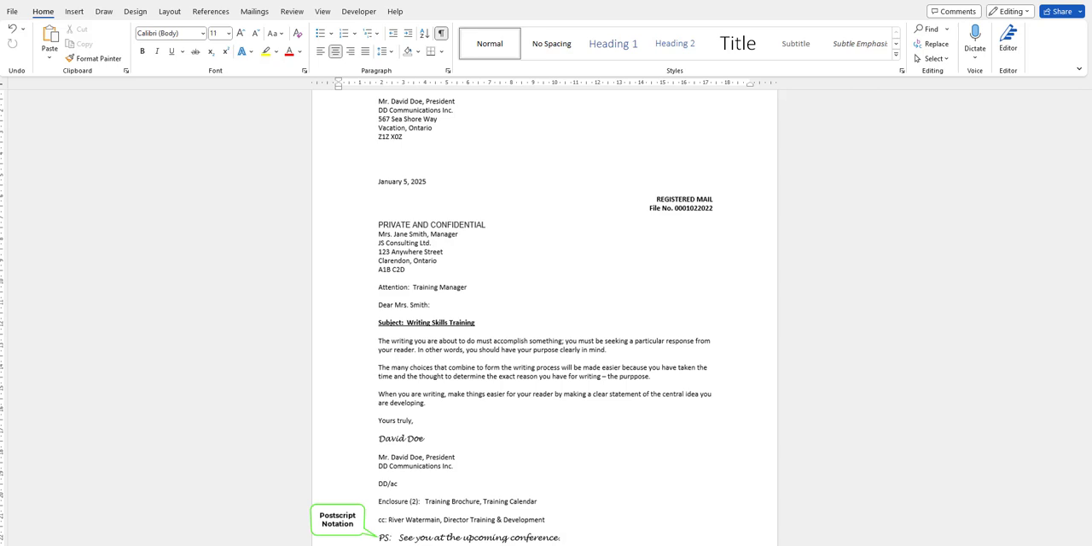And finally, the postscript notation. This is represented by the letters PS. It is used to call out information already in the letter. It goes at the end of the letter, and it could be typed or handwritten. The postscript notation is optional. These are the parts and notations of a business letter and where each one should go.